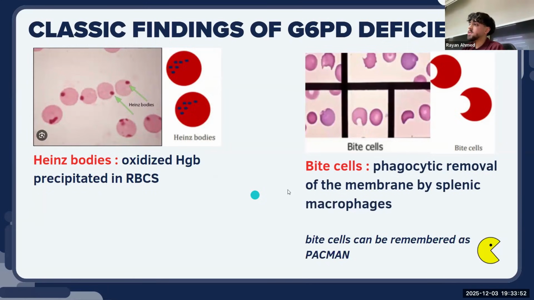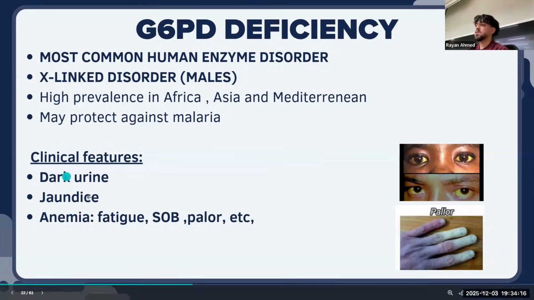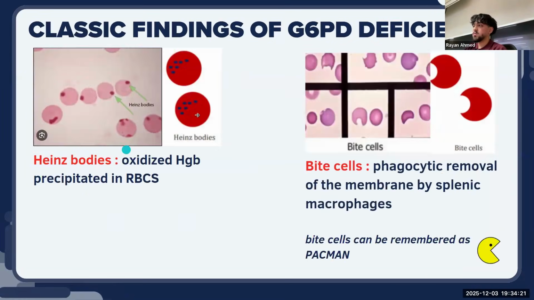Okay, and then we have bite cells. You might be familiar with this from FND, but I'll just say it again: phagocytic removal of the membrane by splenic macrophages. If you can't remember how bite cells look, they look like Pac-Man. Remember, there are Heinz bodies and bite cells in G6PD deficiency. So if they give you a case scenario with dark urine, jaundice, anemia, and then describe Heinz bodies and bite cells, just think that it is hemolytic anemia. And why is it? Because of G6PD deficiency.